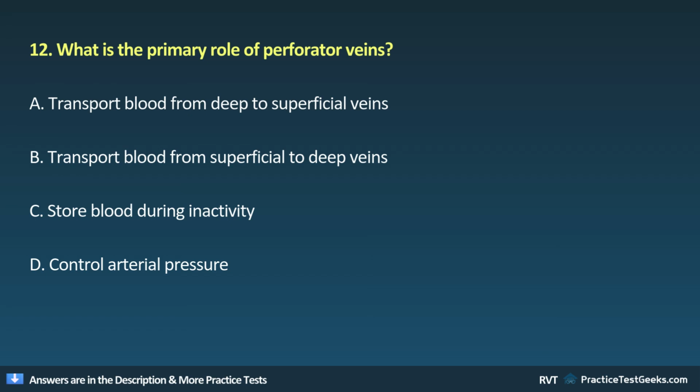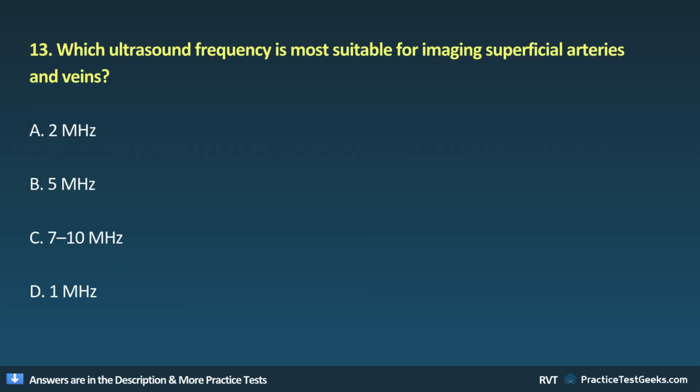12. What is the primary role of perforator veins? A. Transport blood from deep to superficial veins. B. Transport blood from superficial to deep veins. C. Store blood during inactivity. D. Control arterial pressure.